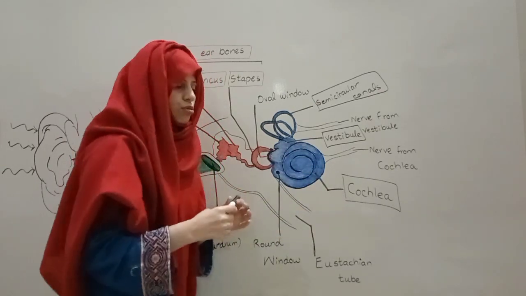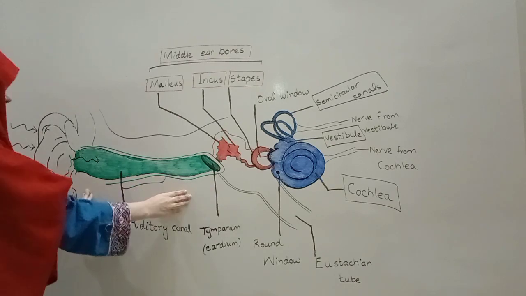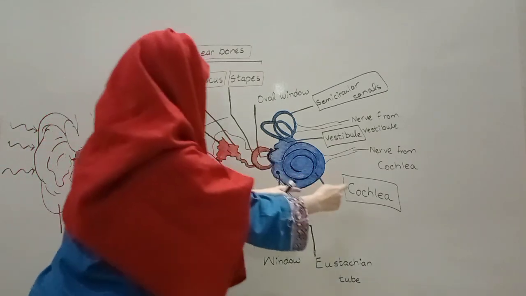That's all about the structure of the ear. You can see the external ear, the middle ear, and the inner ear.